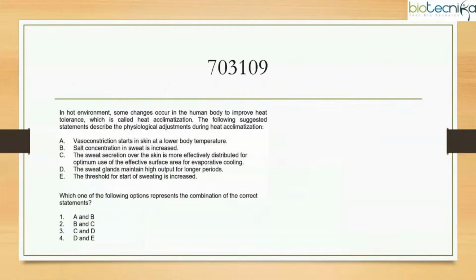So let's move on to the next question. Now again, this question is from thermoregulation. The question number 703109. So there are some statements. Let us quickly go through them. In hot environments, some changes occur in the human body to improve heat tolerance, which is called heat acclimatization. The following statements describe the physiological adjustments during heat acclimatization.